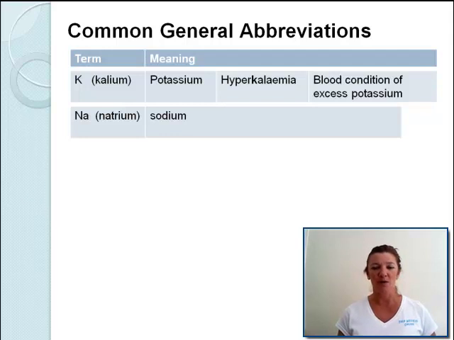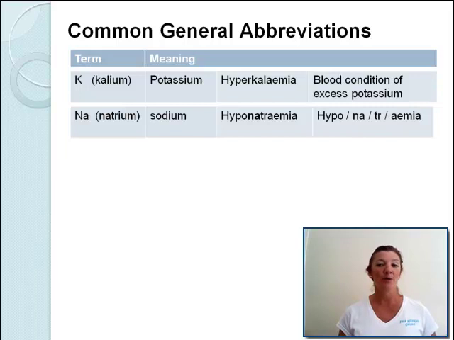Let's look at the sodium example. So Na we now know means sodium. So let's look at this one. Hyponatremia. Hypo, break, Na, break, Tr, break, emia. Well, emia is our blood condition.